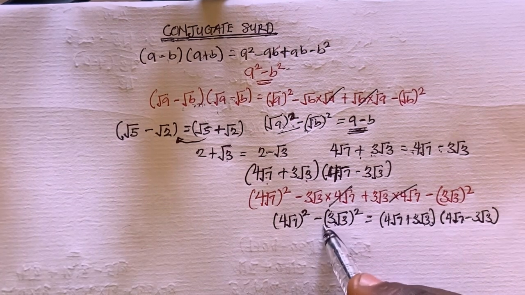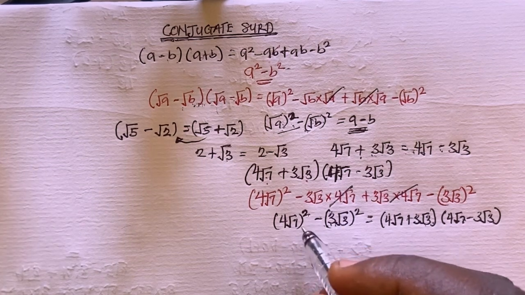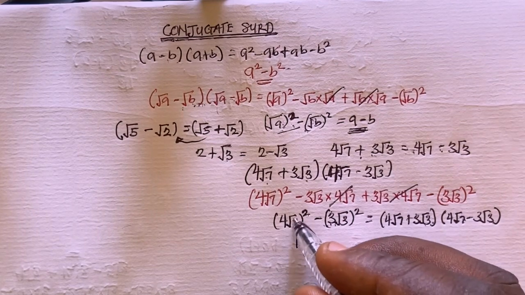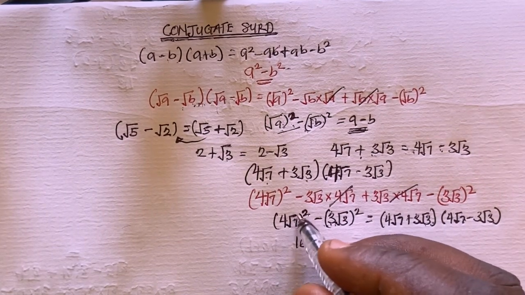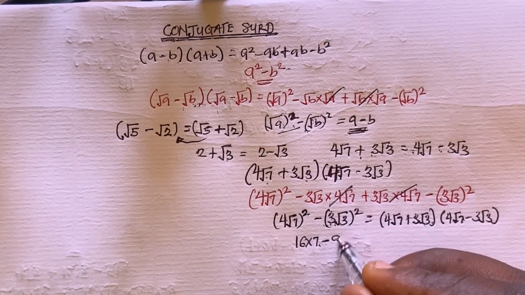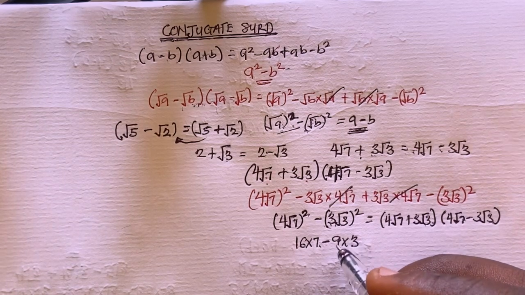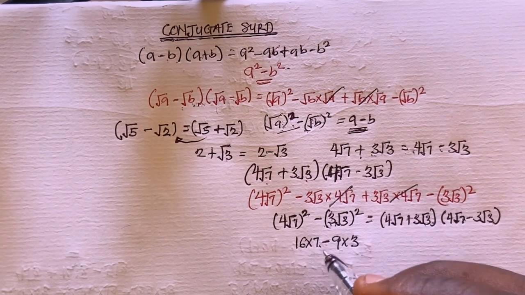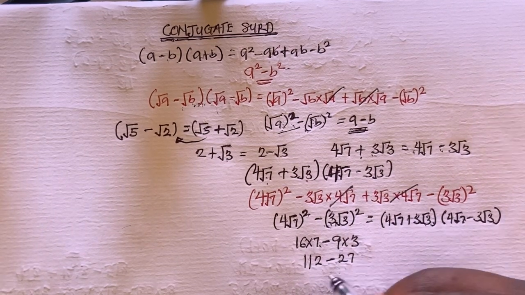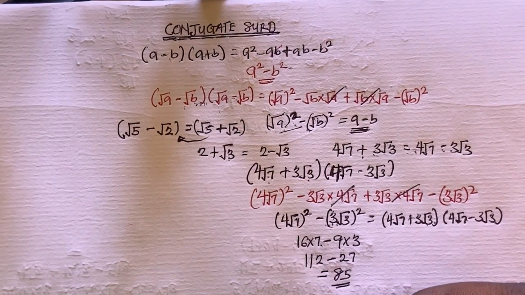Or if you simplify this expression further, it's going to give you a rational value. If you simplify this very well, you are going to have 16 multiplied by 7, because root of 7 squared is actually 7. Then minus 9 multiplied by 3. So by the time you simplify this further, 16 multiplied by 7 gives 112, then minus 9 multiplied by 3, that's 27. This equals 85. So this is a whole value.